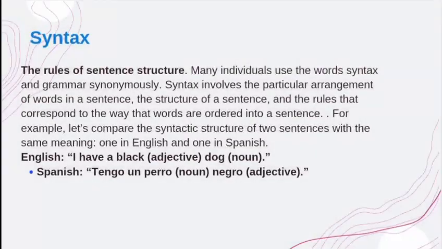Next scope of language is syntax. Syntax is the set of rules, grammar, principles and processes that govern the structure of a sentence. Sentence structure in a given language usually includes the word order. Example, the rule of subject plus verb plus object. You can see the example in the slide.